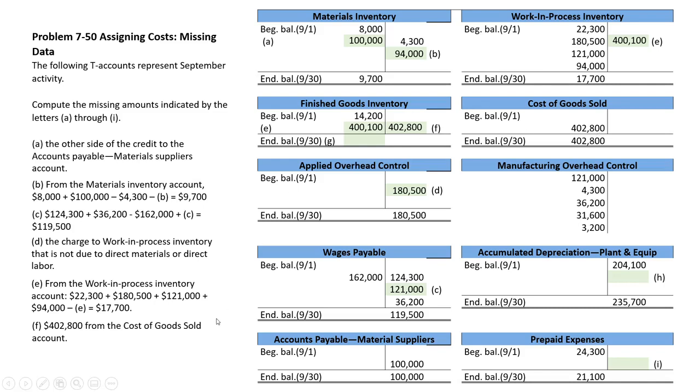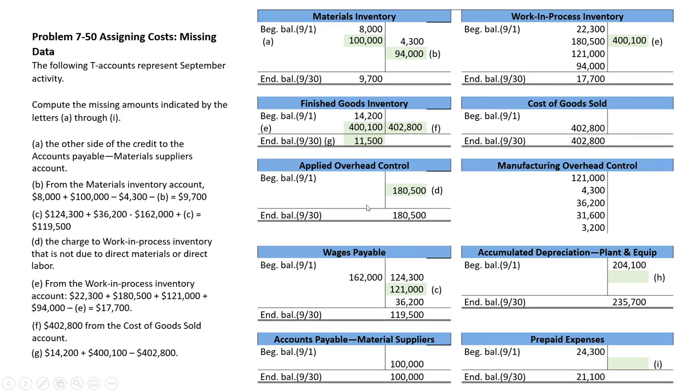I'm going to continue along and go ahead and solve G, and that's the ending balance for finished goods. I had a starting balance of $14,200. We added in $400,100 from work in process. We finished 402,800 units, so we subtracted that out, took them to cost of goods sold. So my ending balance is going to be $11,500 in finished goods inventory.